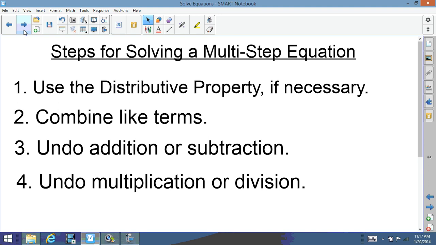The steps for solving a multi-step equation. First, use the distributive property if necessary. Step 2, combine like terms. So if they're the same variable, just add or subtract the coefficients. Step 3, undo the addition or subtraction. Remember, additive inverse. Step 4, multiplication or division.